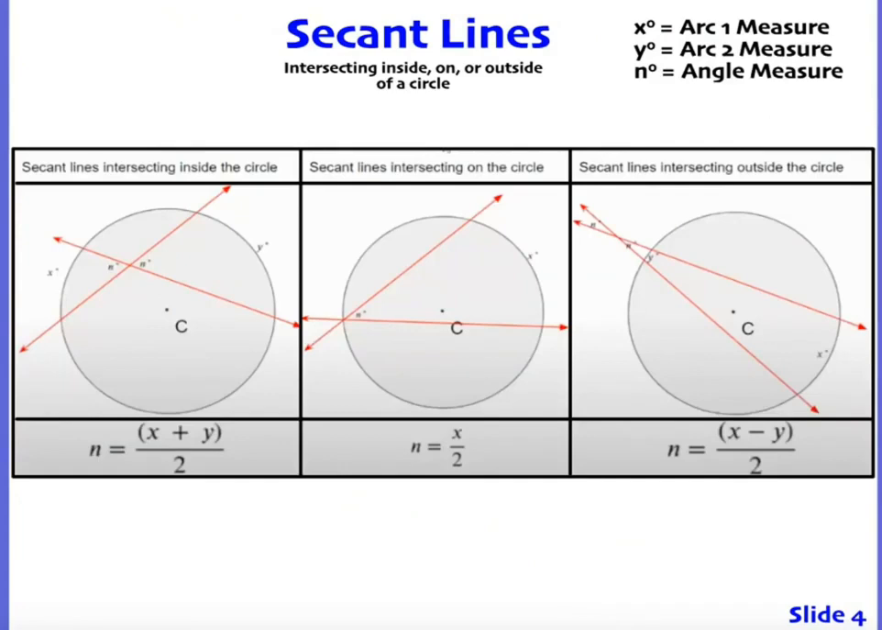This slide has all of the different formulas you would need to use. So I would pause this and take a picture of this, so when you're going through the examples, you know what formulas to continue to come back to. X represents the measurement of one of your arcs. Y represents the measurement of another arc. And N is the angle measurement, which we'll use going forward.